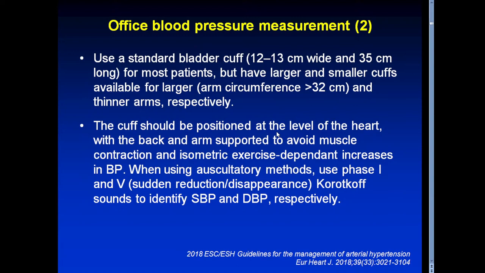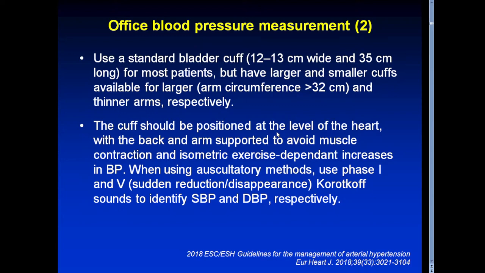Office blood pressure measurement, this is a continuation. Use a standard bladder cuff, 12-13 centimeters wide and 35 centimeters long for most patients, but have larger and smaller cuffs available for larger arm circumference more than 32 centimeters and thin arms respectively. The cuff should be positioned at the level of the heart with the back and arm supported to avoid muscle contraction and isometric exercise-dependent increases in BP.